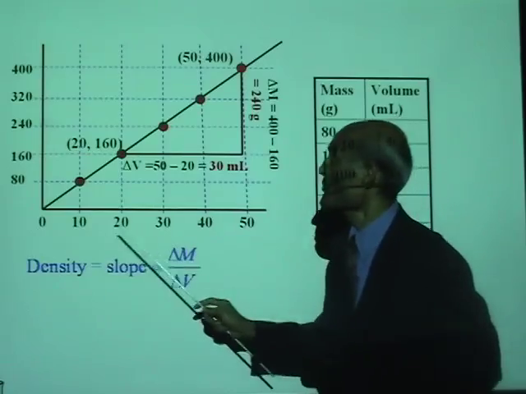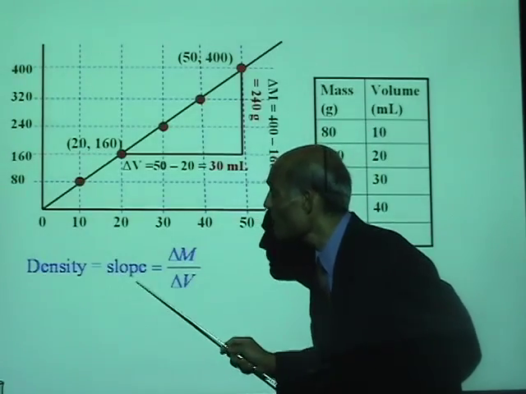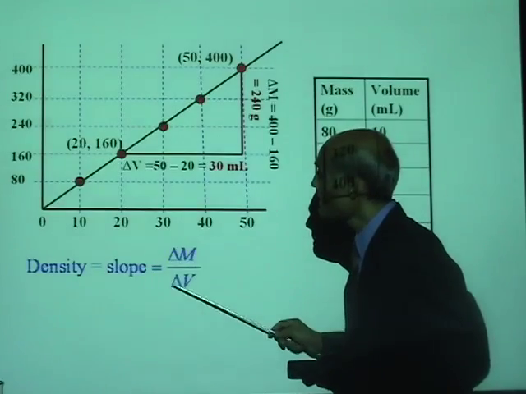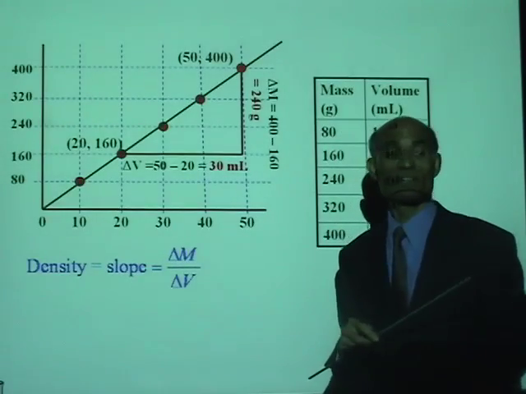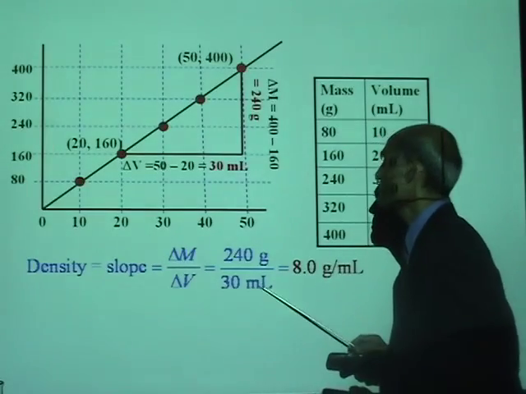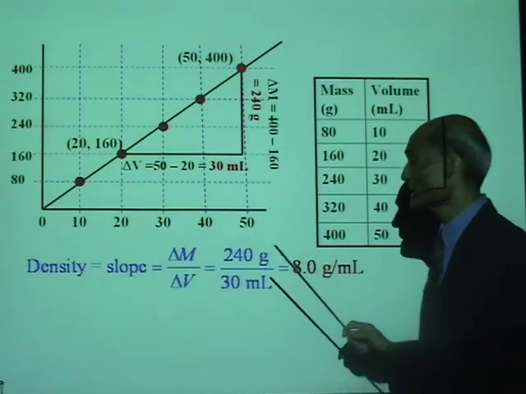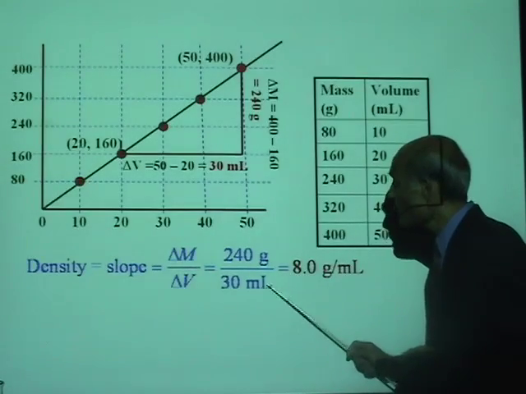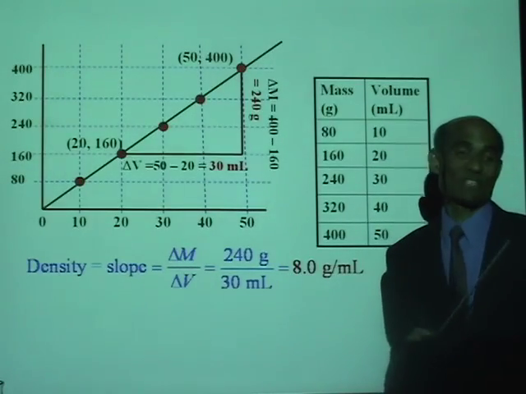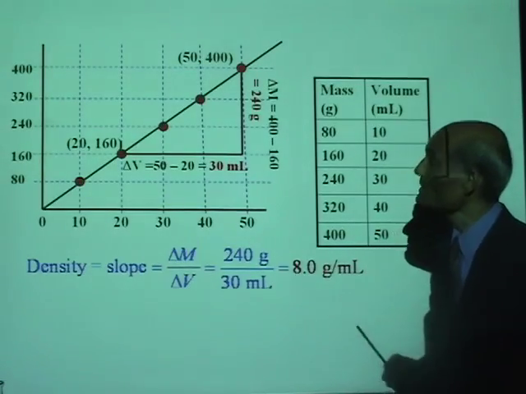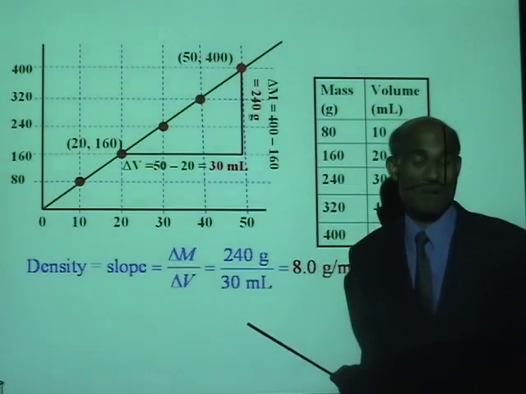Therefore, what is the slope? Density is given by the slope of this graph, which is delta M divided by delta V. That is 240 gram divided by 30 milliliter. And that is 8 gram per milliliter, the density. That is a beautiful way to do the experiment to measure the density of copper.